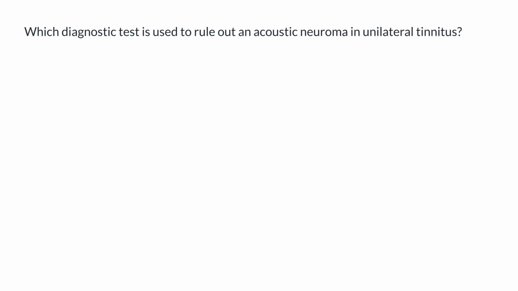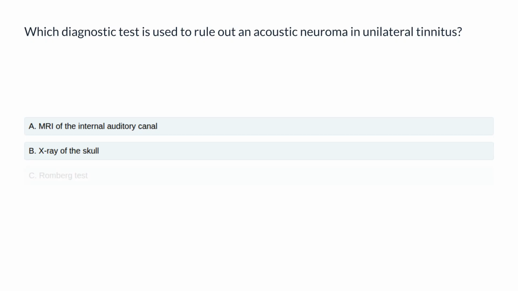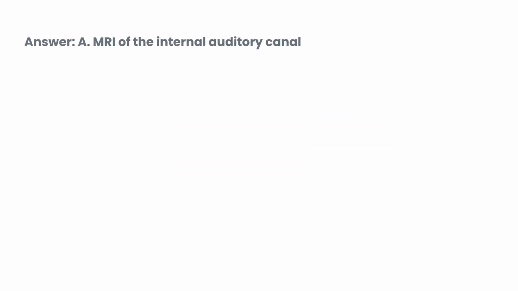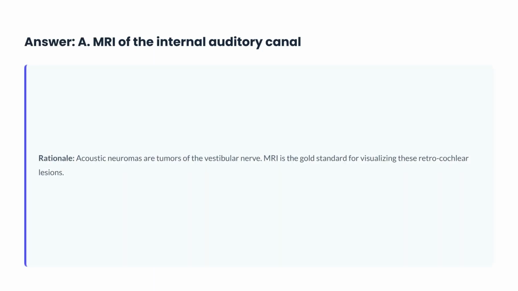Which diagnostic test is used to rule out an acoustic neuroma in unilateral tinnitus? Is it MRI of the internal auditory canal, X-ray of the skull, Romberg test, or caloric test? The correct answer is A, MRI of the internal auditory canal. Acoustic neuromas are tumors of the vestibular nerve, and MRI is the gold standard for visualizing these retrocochlear lesions.